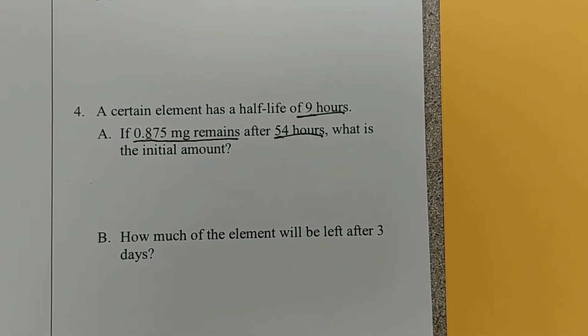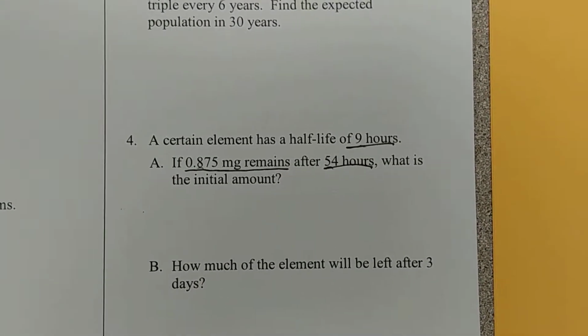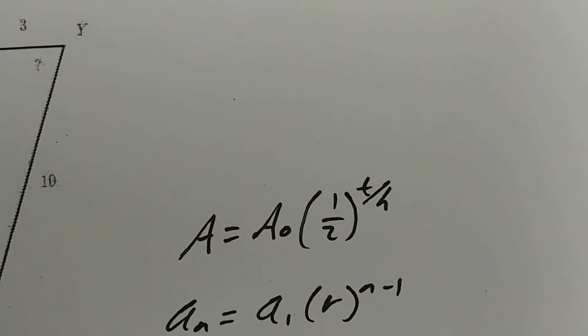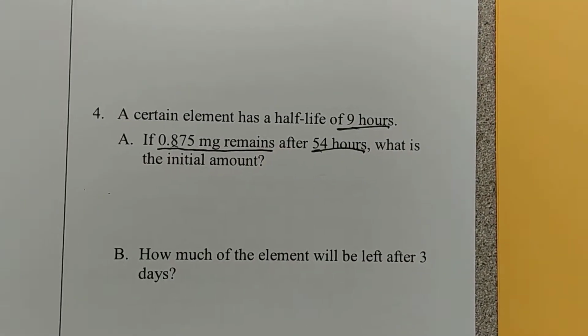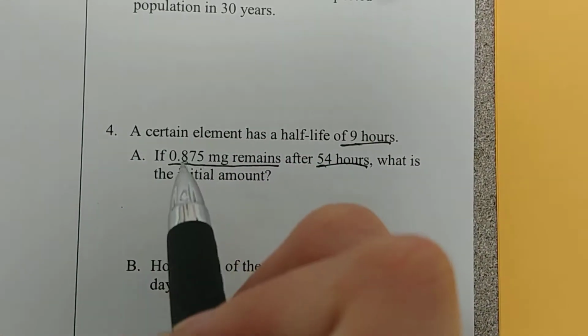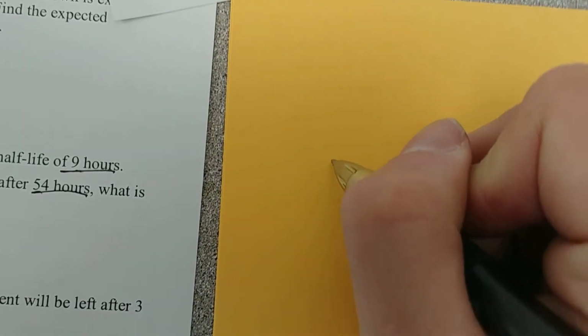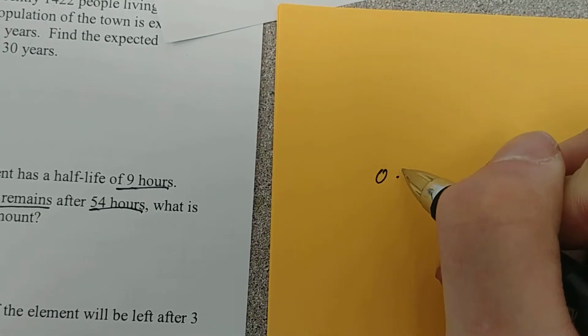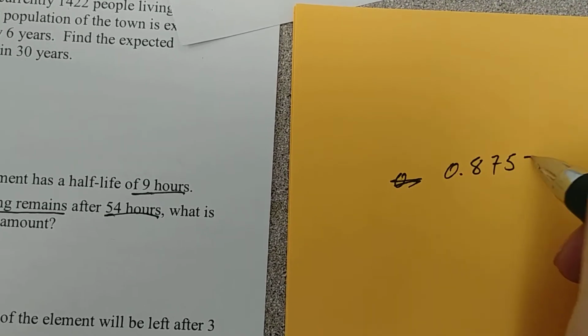All right, so notice that it's asking for the initial amount. That's the one thing that's not being given. Half-life is being given, so I'm going to use my half-life formula. There it is. So it's giving me the remaining amount, that's like the total amount. The total amount is 0.875. That is equal to my initial amount, which we don't know what it is yet.